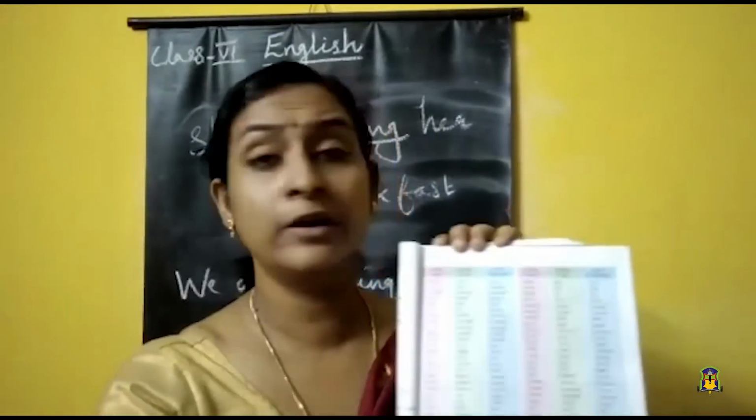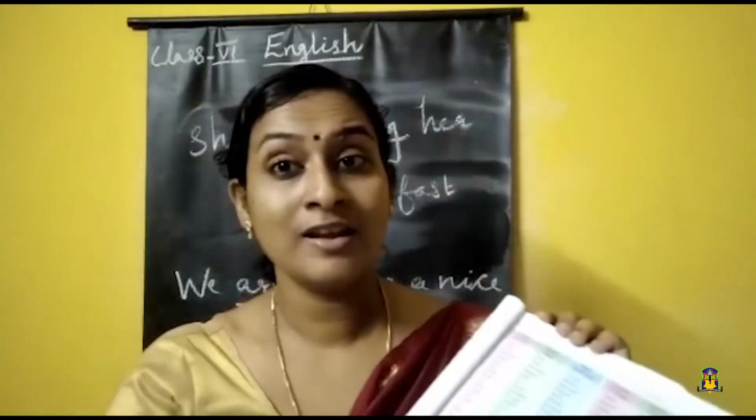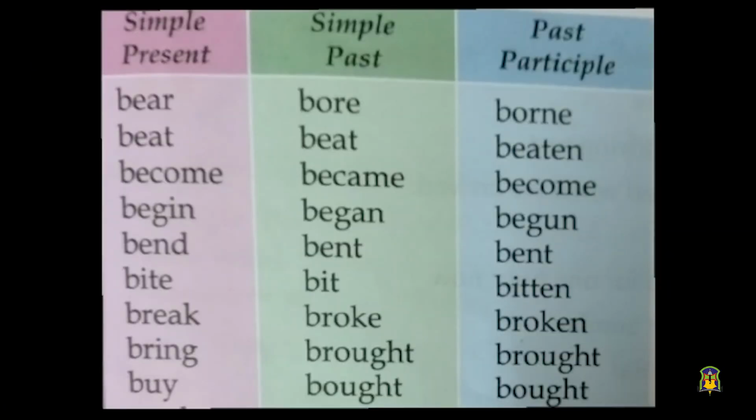Now, all of you take page number 39. There you can see lots of verbs and their forms. It's very important to learn all these forms by heart. I will read some of the verbs and their forms. You just listen. Simple present, simple past, past participle. Bear, bore, born. Beat, beat, beaten. Become, became, become. Begin, began, begun. Bend, bent, bent. Bite, bit, bitten. Break, broke, broken. Bring, brought, brought. Buy, bought, bought. So, learn all these verbs and their forms.